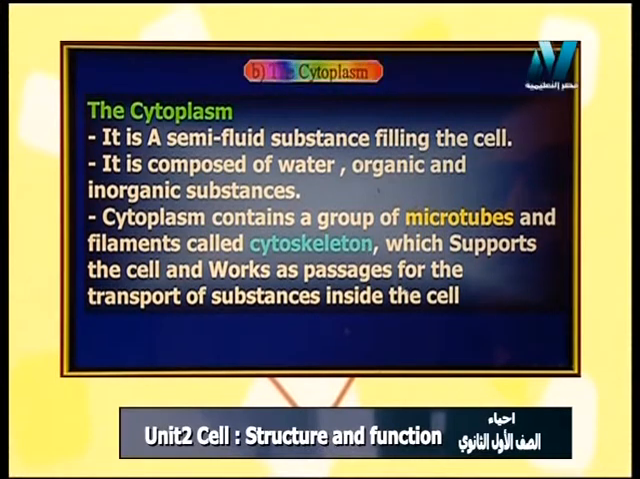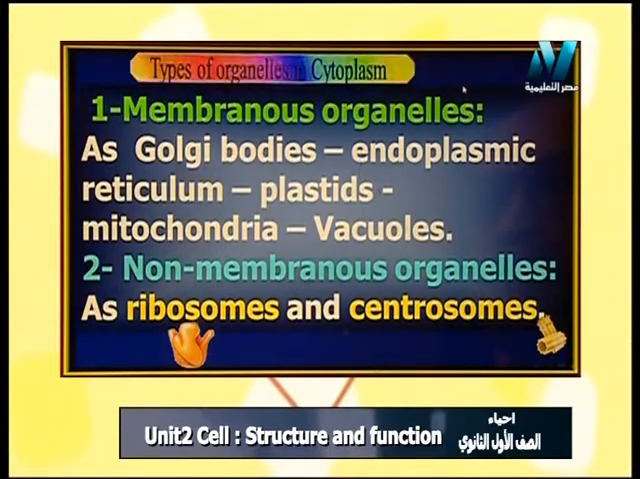Cytoplasm contains a group of microtubules and filaments called cytoskeleton, which support the cell and work as a passage for the transport of substances inside the cell. مهم أوي أوي السيتوسكيلتون والمايكروتيوبيولز دي علشان تعمل سبورت للسيل. السيتوبلازم ده مهم أوي، مفيش سيل يبقى ما عندهاش سيتوبلازم.